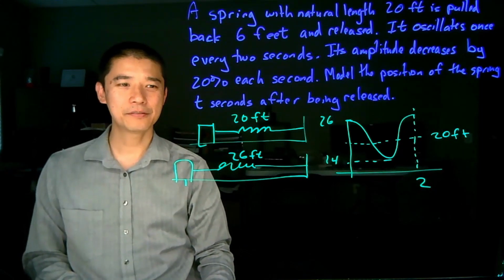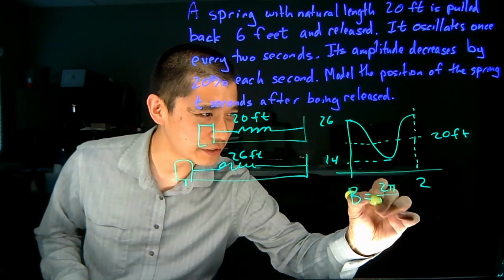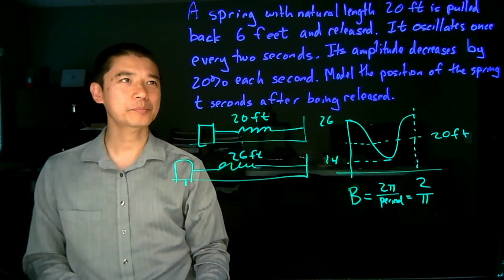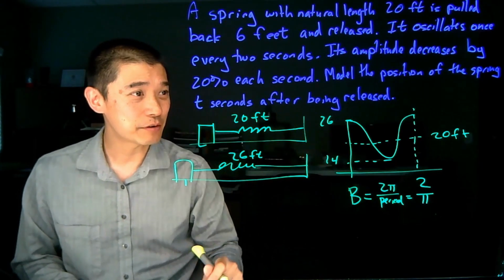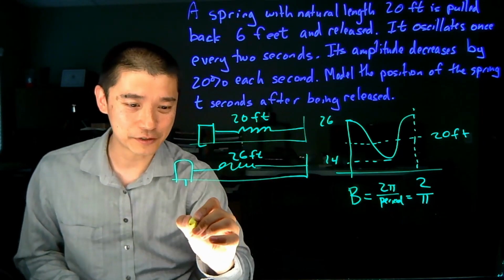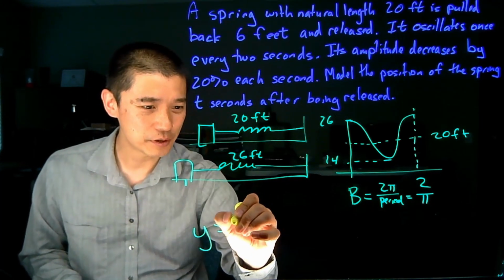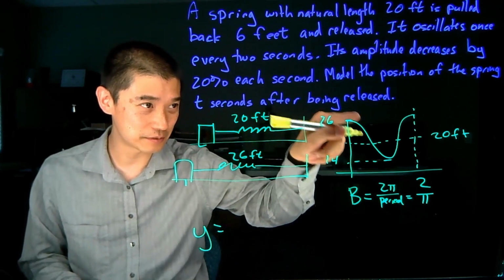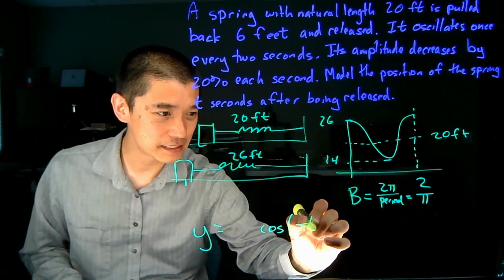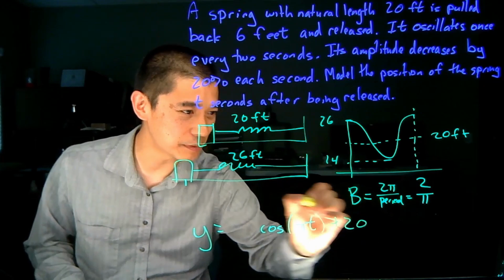This part is giving us information about the b value. B is 2 pi over the period, which in this case is 2 pi over 2, which is just pi. The other thing we get from this graph is that we have a cosine function because we're starting at the top. It's going down and back up, so it's a positive cosine function. So the y value is going to be equal to a positive something, because that's the amplitude, which is the variable part, times cosine of pi t. And then in this case, the midline is constant, so that part is just going to be plus 20.